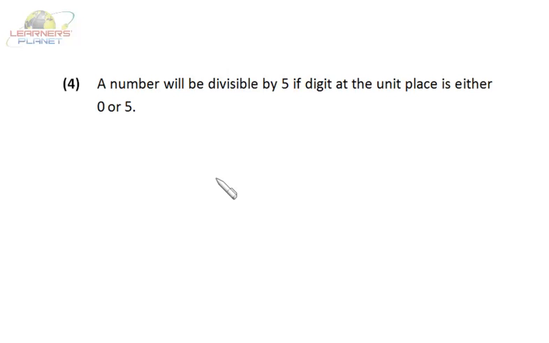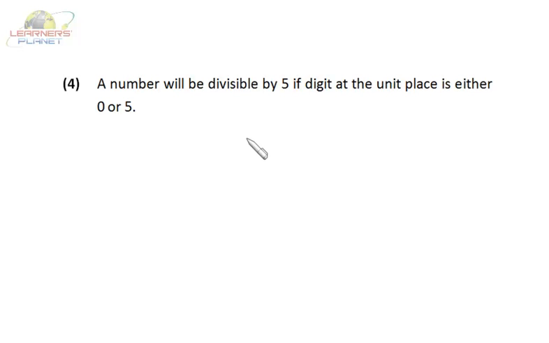Now let's see the divisibility rule of 5. A number will be divisible by 5 if the digit at the units place is either 0 or 5. The rule of divisibility of 5 is very simple, kids. Just see the unit digit. If it is 0 or 5, then only the number will be divisible by 5. Otherwise, the number will not be divisible by 5.